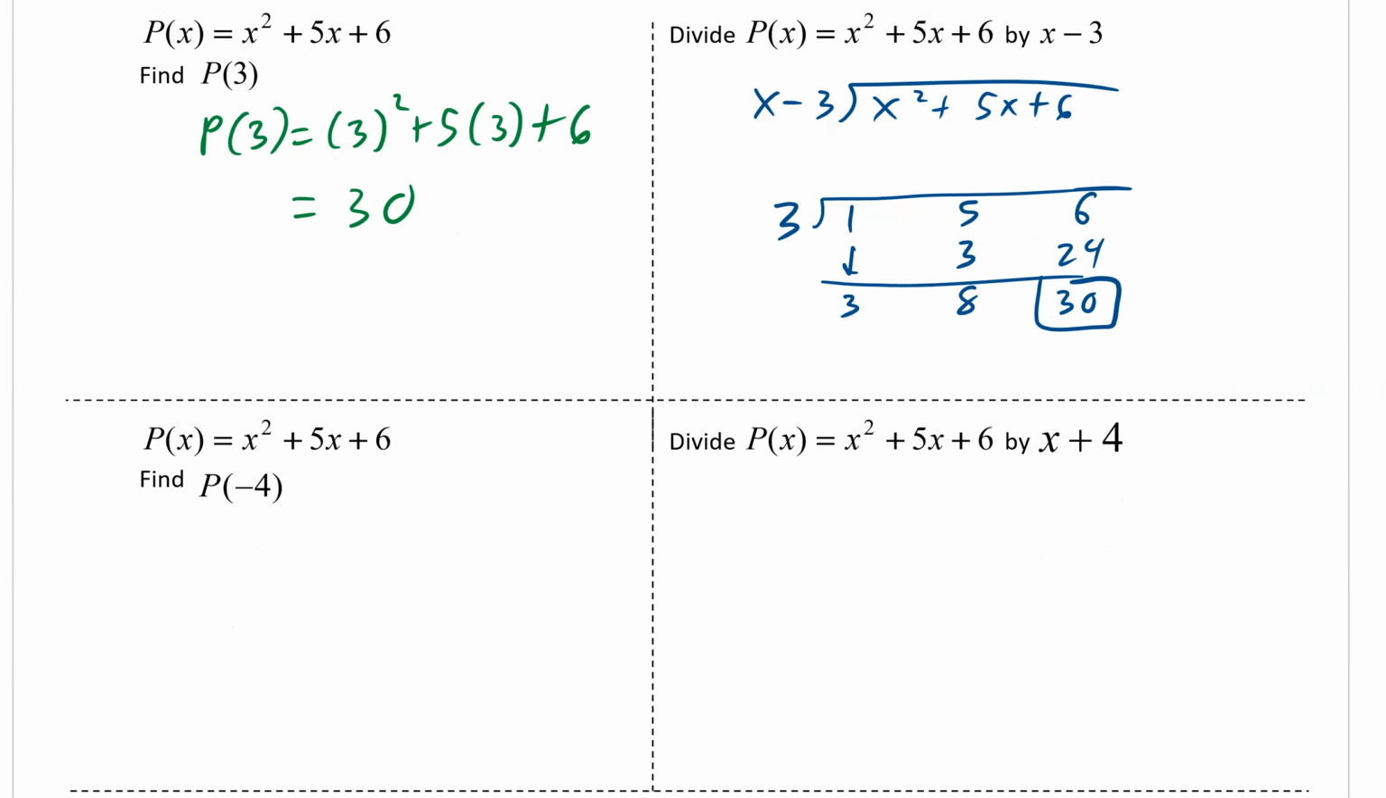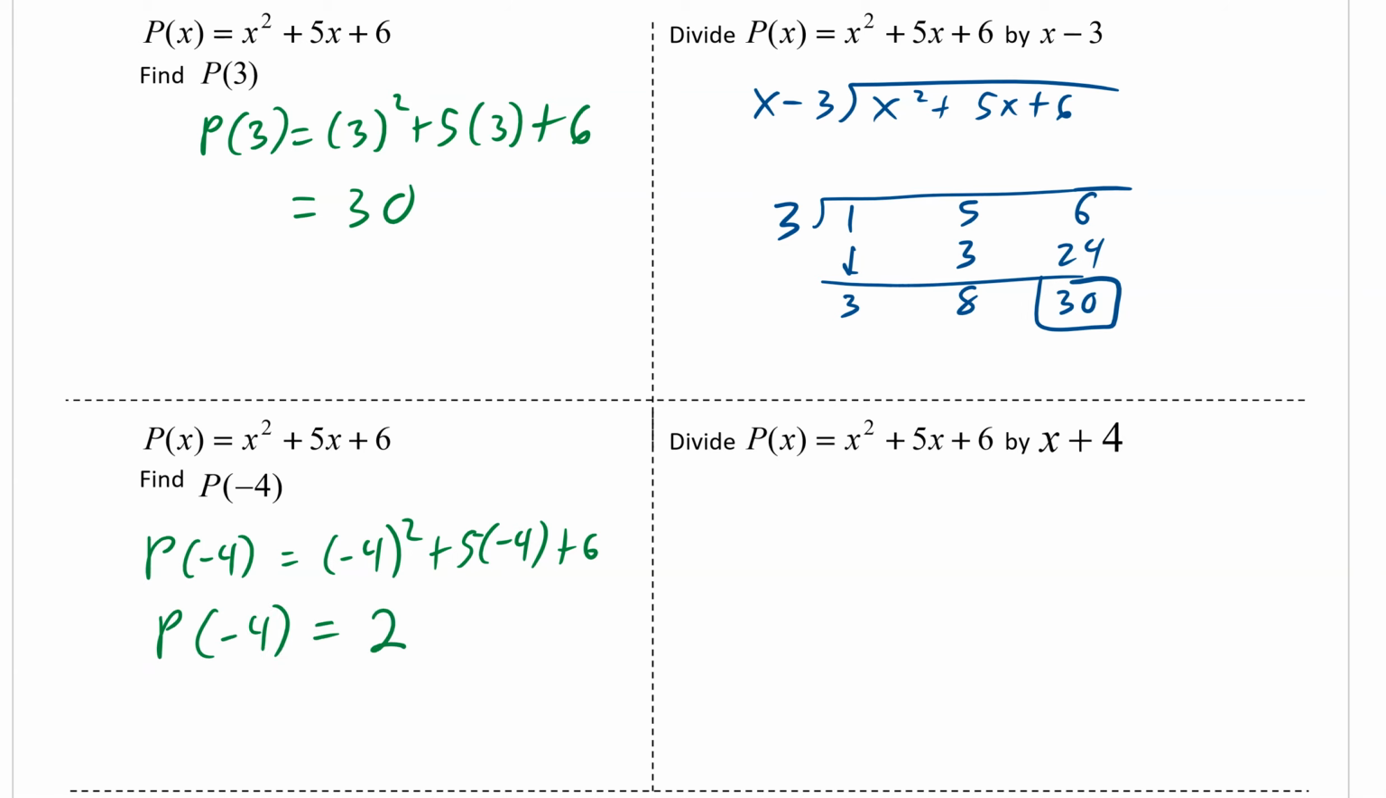Let's try this again. So now we're going to plug in negative 4 to the same function. Plug that in our calculator. So P of negative 4 is 2. So now we'll do the same thing. We're going to take x plus 4 and divide it into x squared plus 5x plus 6. Use synthetic, so that's negative 4, 1, 5, 6.